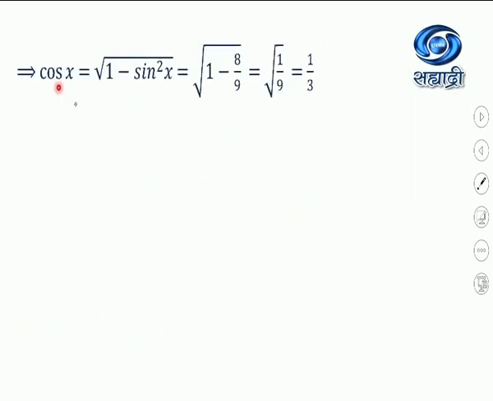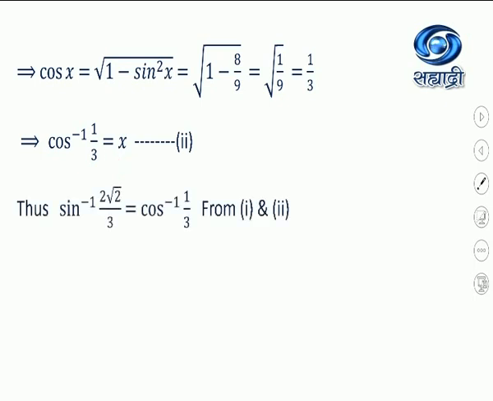Therefore cos x is positive and cos x is root of 1 minus sin square x, which is root of 1 minus 8 by 9. We will have to put the value of sin x, which is under root of 1 upon 9, and its square root is 1 upon 3. Clear? So if you look at it, cos x is equal to 1 upon 3. Therefore cos inverse 1 upon 3 is equal to x.